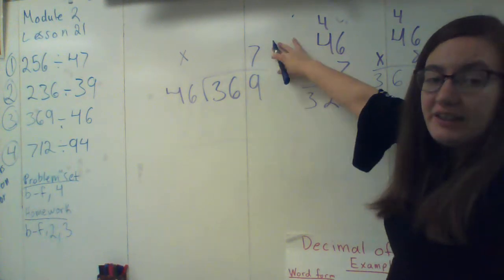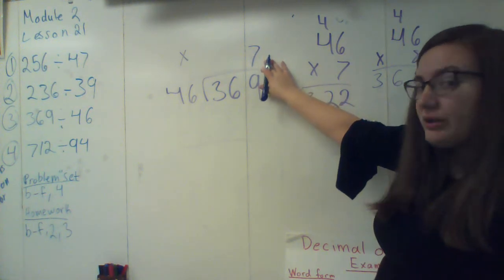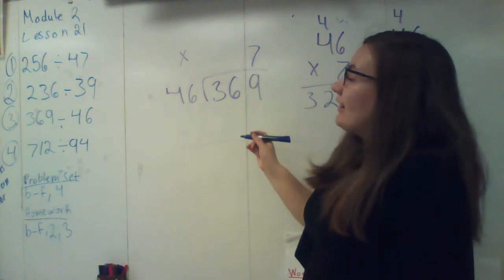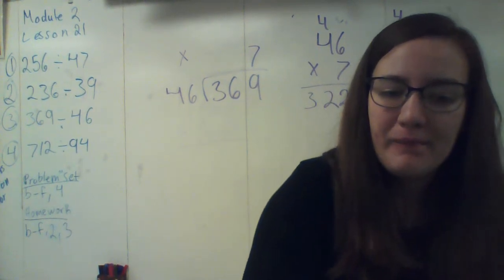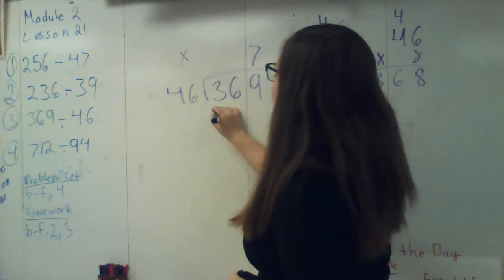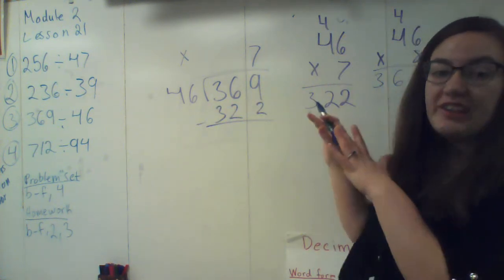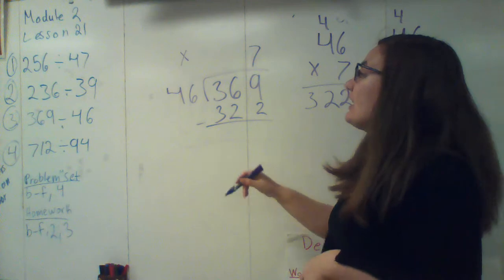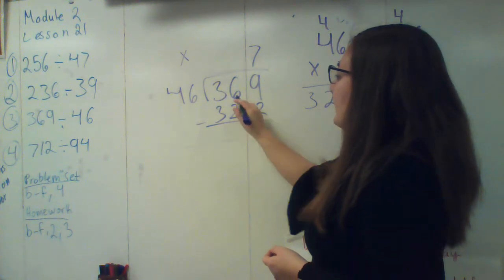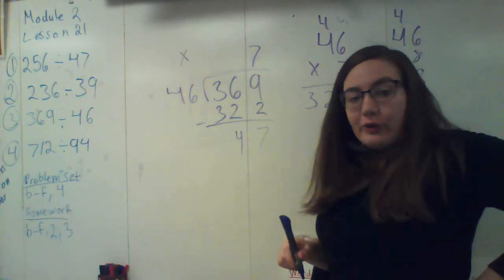So with your estimates, sometimes your estimates will be really, really close, but it won't be the actual answer that you're looking for. So for example, if I were to do this problem, I would have 322. So if I were to think that 7 is my actual answer, I would have 46 times 7, which is 322. I would have subtracted, and I would have gotten a remainder of 47.